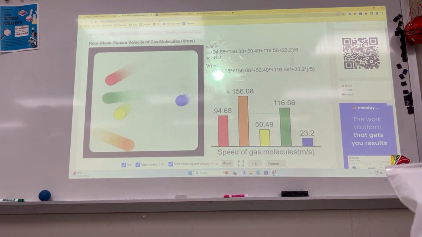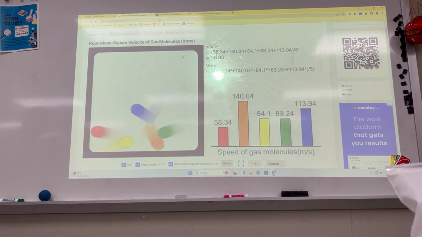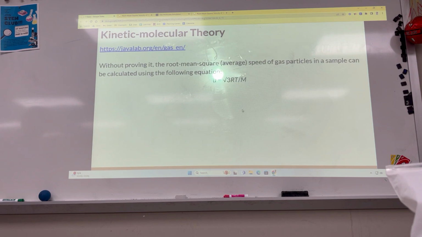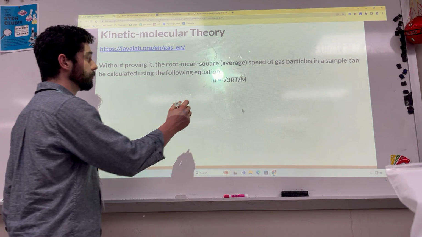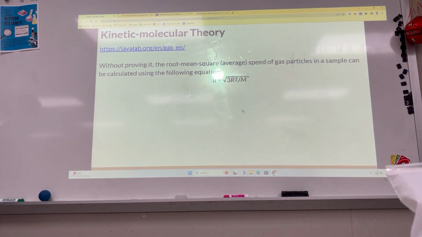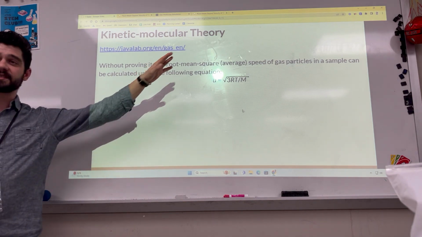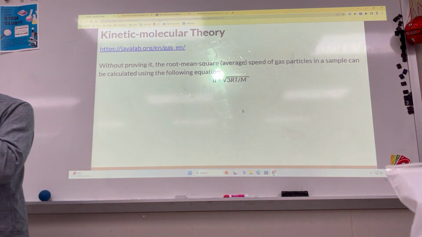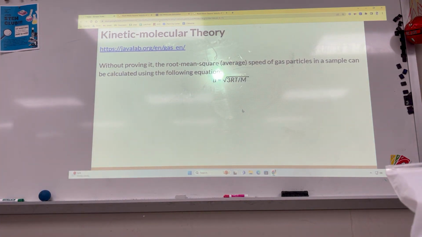Is that going to be anything on the test? Let me show you. Okay, so it shows the test. Without proving it to you, this is how we can calculate the root mean speed of gas particles. Please write this one down. So the thing from the simulator is how you can calculate it. For gases, you can calculate it this way. 3RT over capital M. It's capital.